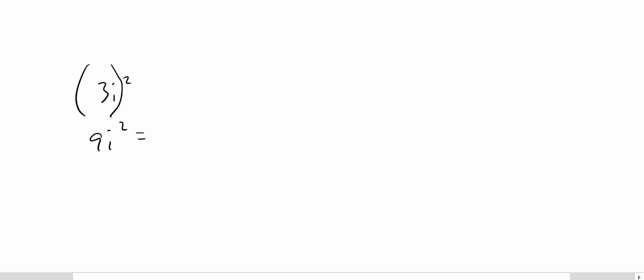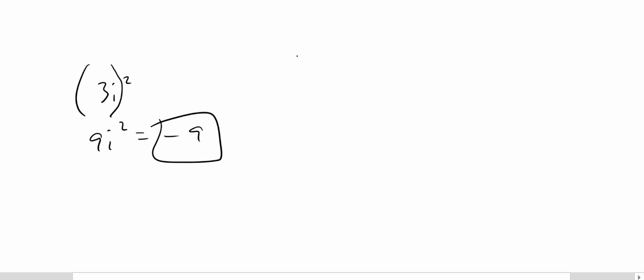Just do a quick operation here. If I said (3i) quantity squared. Remember, you gotta square everything in there. And there's no FOIL here. If it was 3 plus i, yeah, you'd write FOIL, but this is not FOIL. This is 3 squared, which is 9, and i squared. And what's i squared? Negative 1. So the whole thing is negative 9.